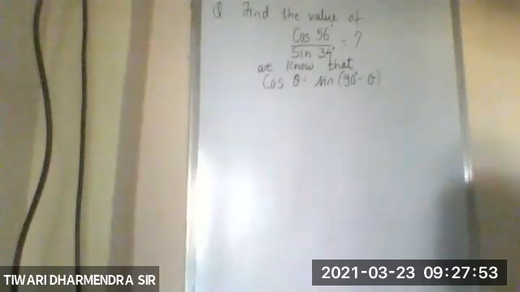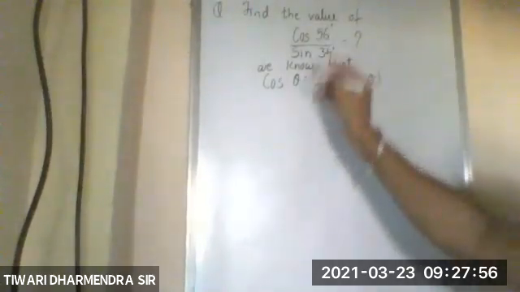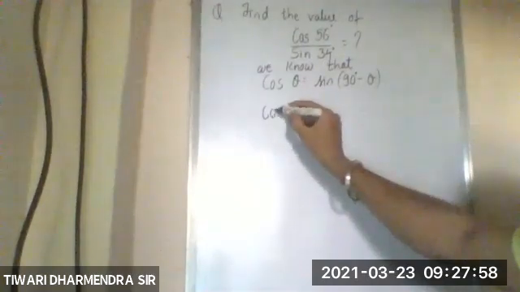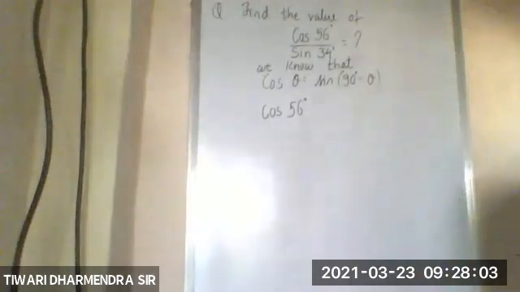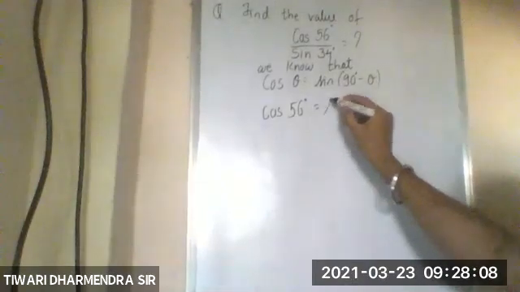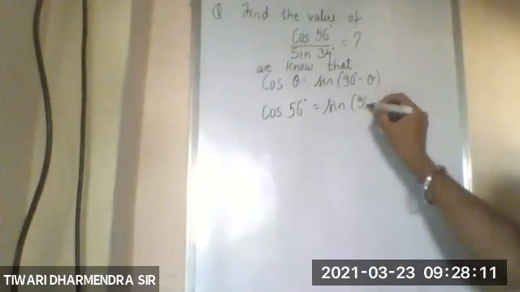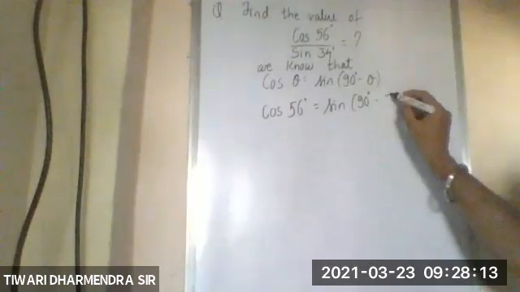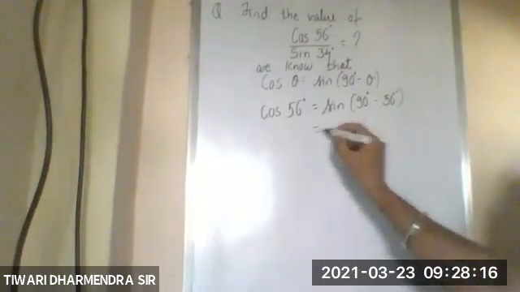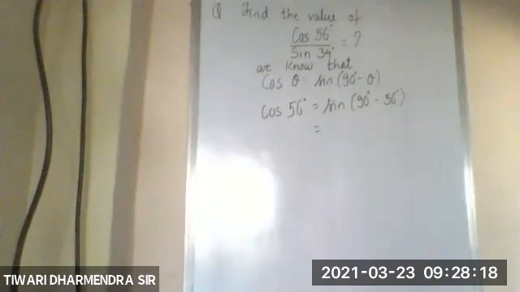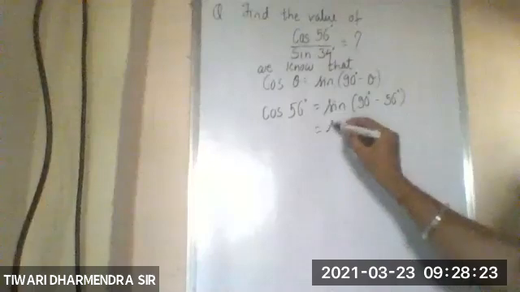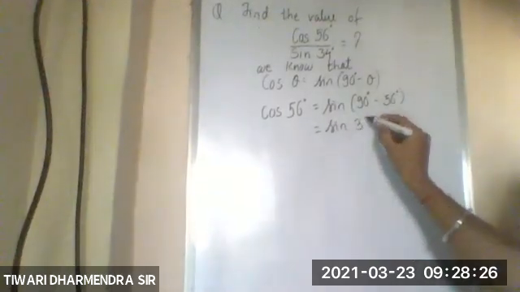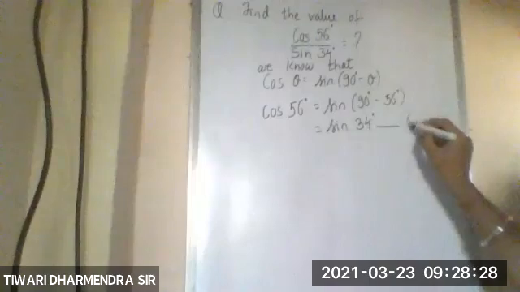Now hope you came to know why we have done this, because we're going to use this relation. We can see cos of 56 degree in the numerator. So cos of 56 degree is equal to sine of 90 degree minus 56 degree. 90 minus 56 is 34. So sine 34 degree. This is equation 1.